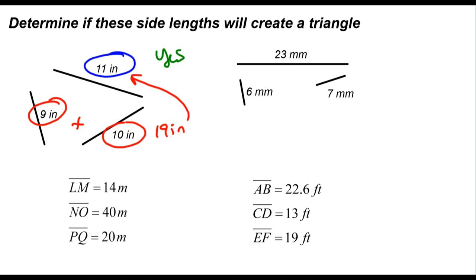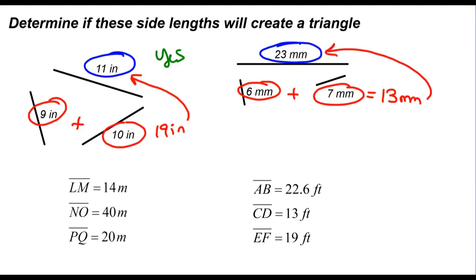Will I ever be able to create a triangle out of these three line segments? Well, if I look at this long segment, 23 millimeters, and I look at the two shorter side lengths, 6 millimeters and 7 millimeters, if I add those together, that's 13 millimeters, and that is not going to be long enough to span that 23 millimeters.